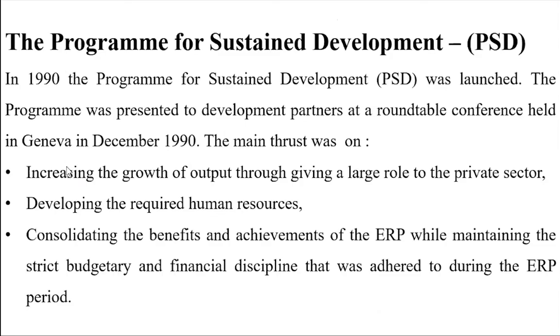Now, thereafter came the Program for Sustained Development, which was launched in 1990. The program was presented to development partners at a roundtable conference held in Geneva in December 1990. And the main thrust was on increasing the growth of output, giving a large role to the private sector in this regard.